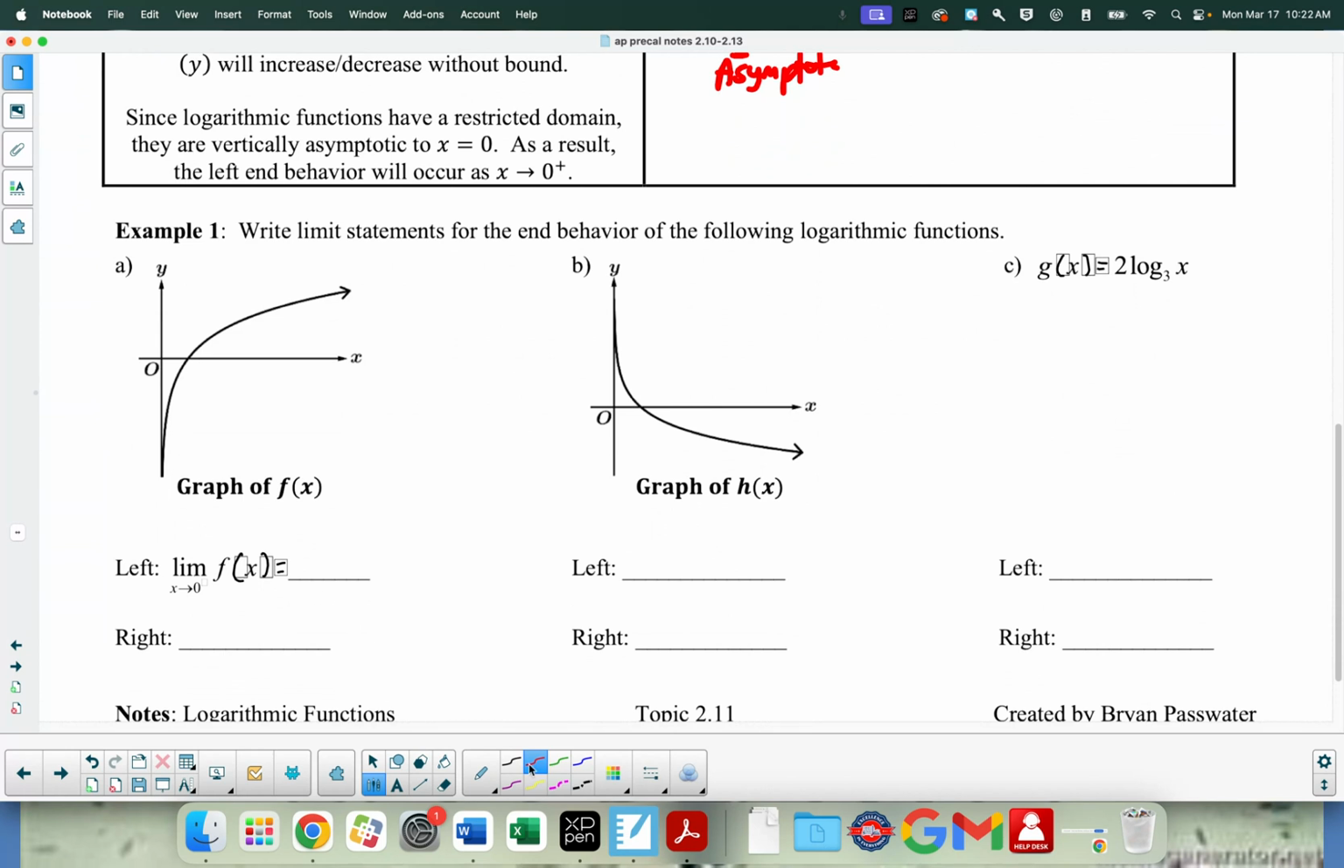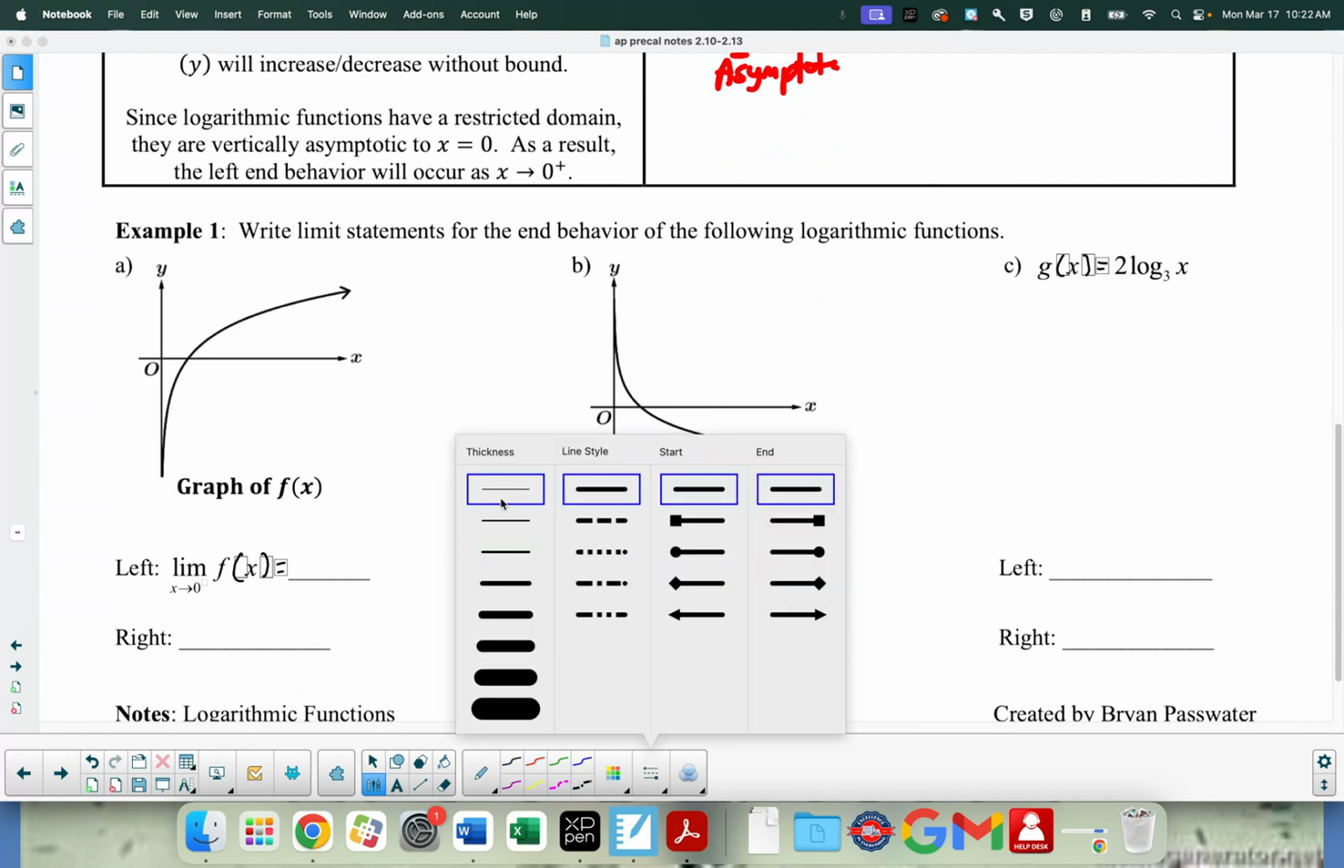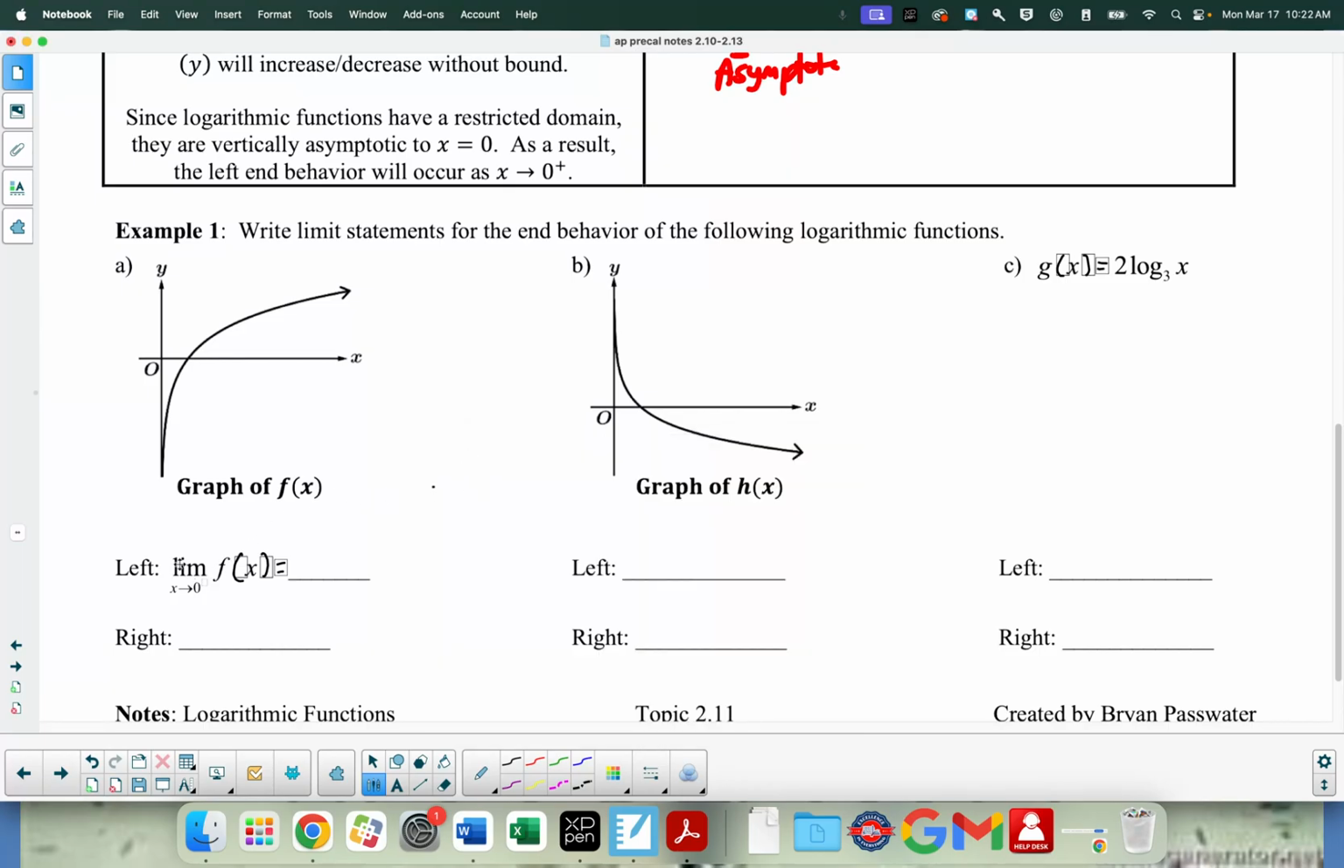Okay, so first one, normal log function. I don't even know what the base is, and it actually doesn't matter. On the left side, as x approaches 0 from the right, my function itself is going down to negative infinity, period. On the right side, the limit of the function as x approaches positive infinity is going to equal positive infinity, period, because the graph is going to keep going up forever. There's arrows for a reason.